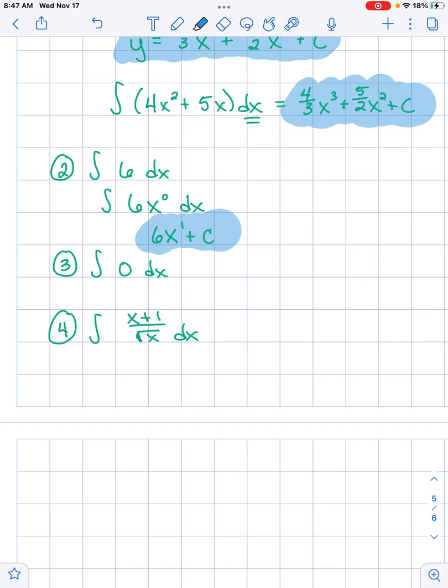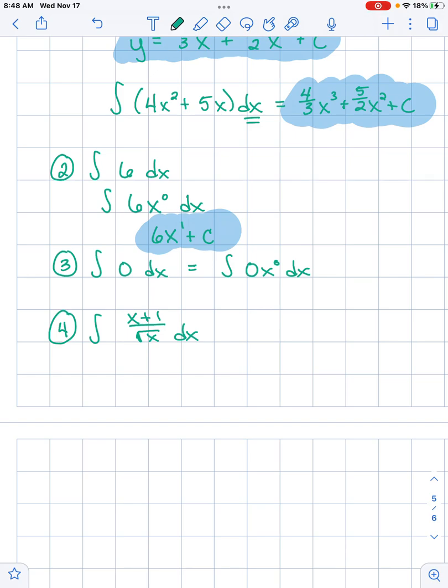Okay, let's look at 3 now. The derivative was 0. We can try what we did up above. We can write this as 0x to the 0. If I add 1 to the exponent, that's x to the first, and then 0 divided by 1 is still 0.